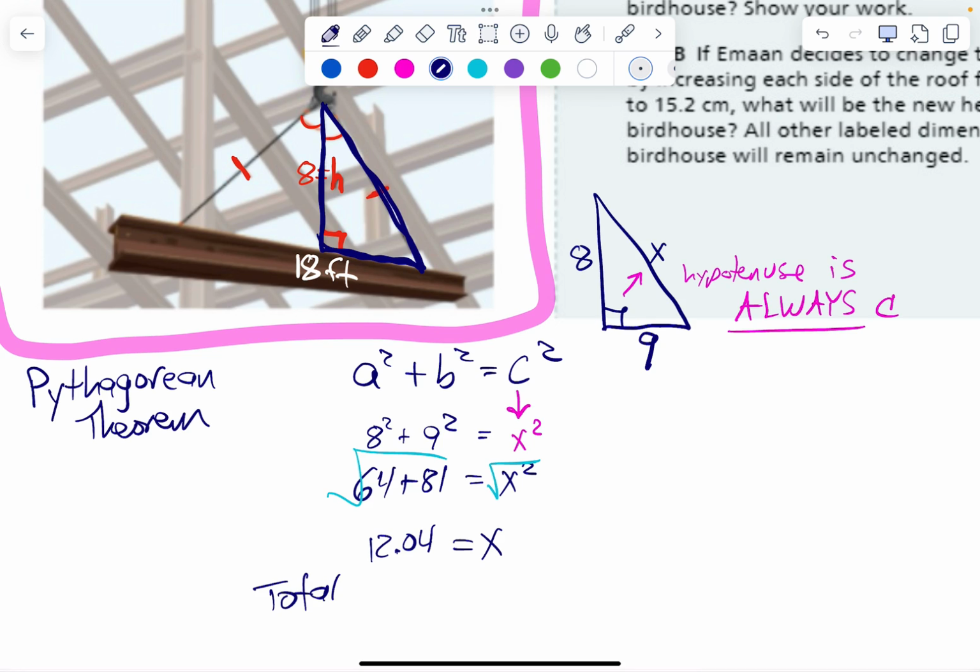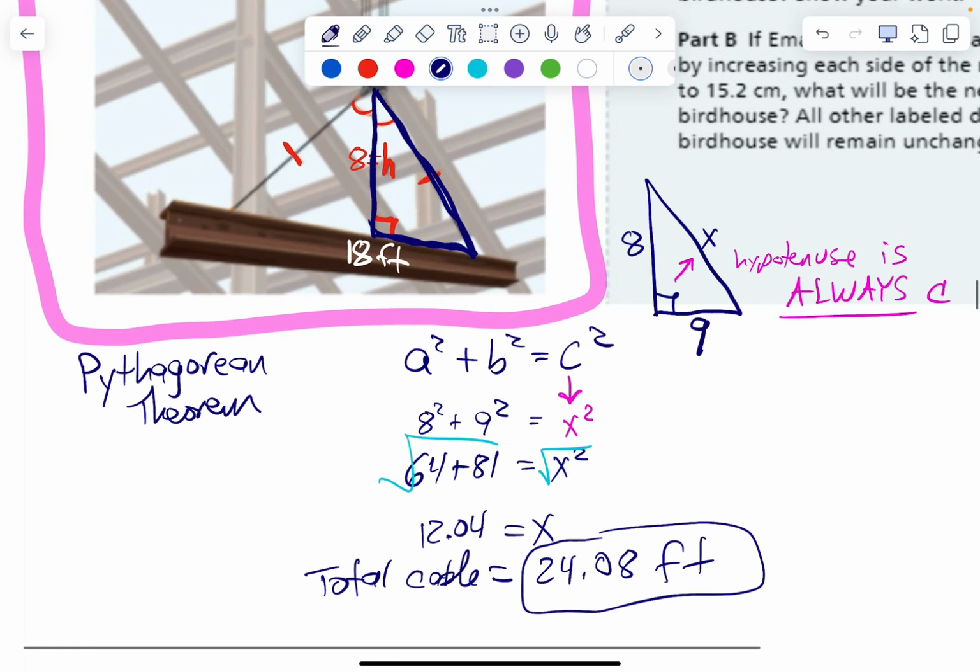And what do we do to get total cable? Yep, so 24.08 feet in this case. All right, anybody get that?